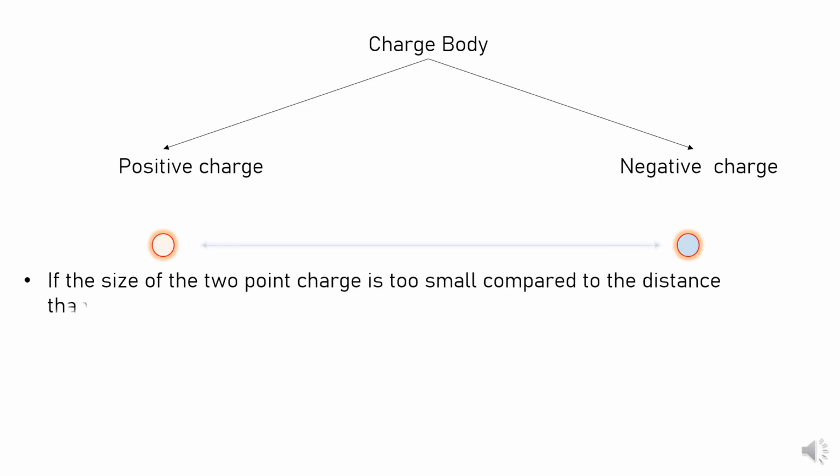Now listen carefully. If the size of the two charged particles is too small, you can see here the size is too small compared to the distance. The distance is quite large, but the size is too less, and that is why this type of charge is declared as a point charge. I repeat again, if the distance between the two charged particles is too large compared to their size, it is declared as a point charge.